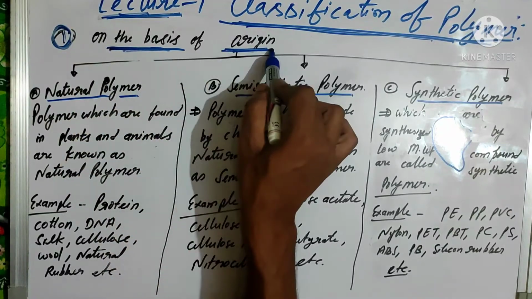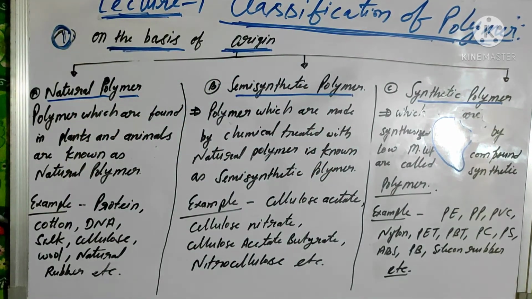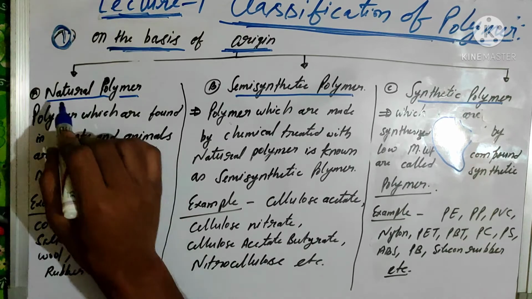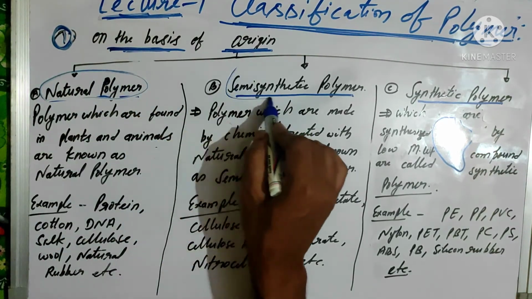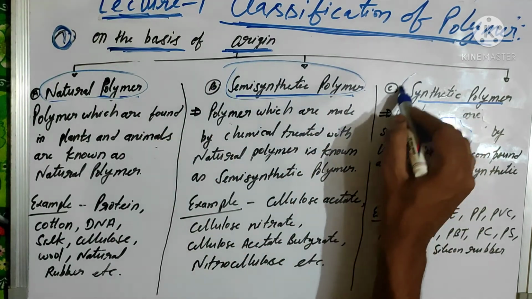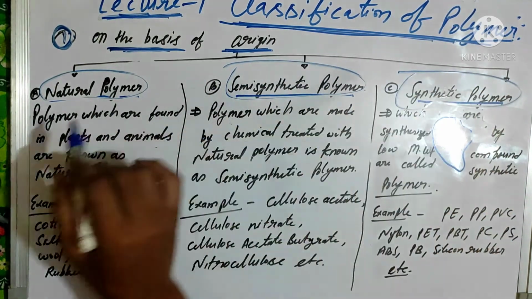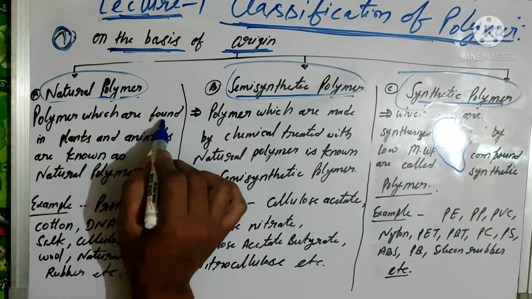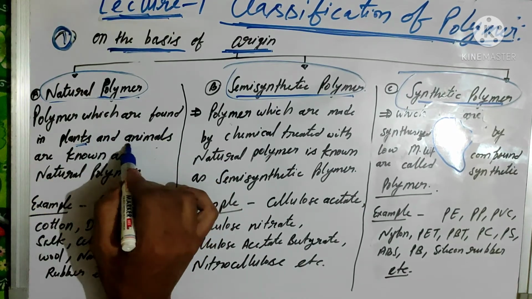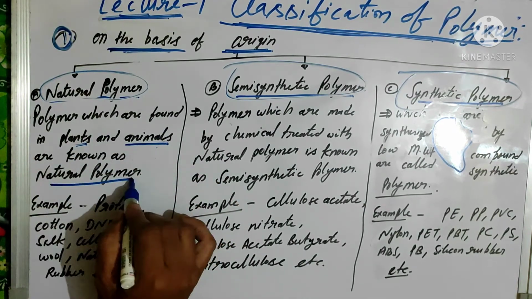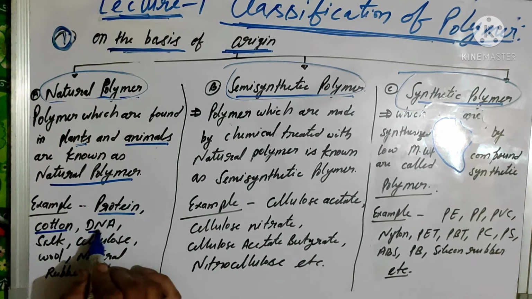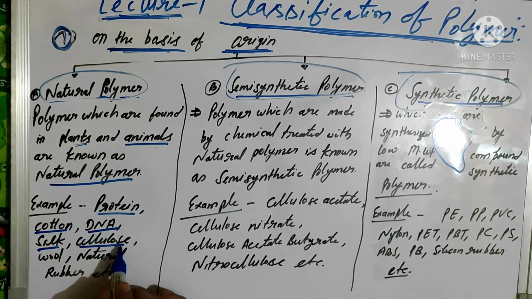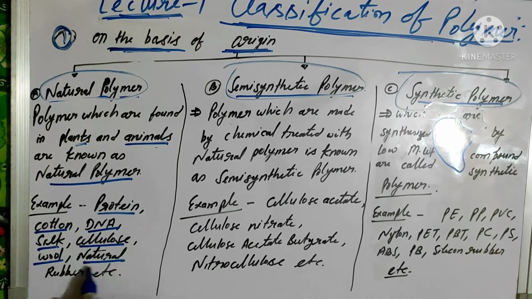On the basis of origin, polymer is categorized into three types. First is the natural polymer, second is the semi-synthetic polymer, and third is the synthetic polymer. The natural polymer: the polymers which are found in plants and animals are known as natural polymers. Some examples of natural polymers are protein, cotton, DNA, silk, cellulose, wool, and natural rubber.